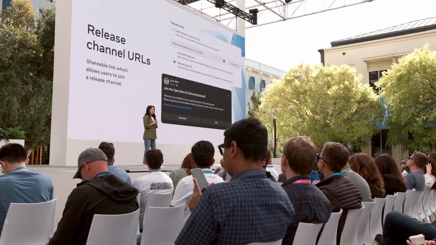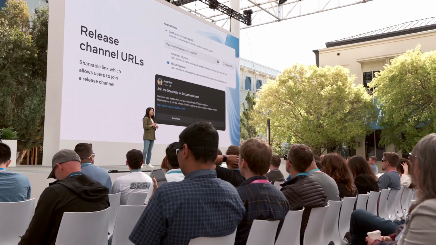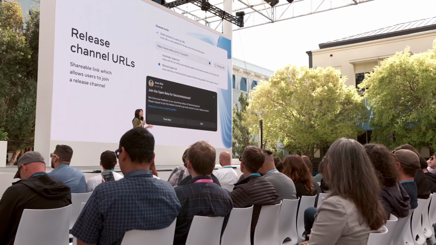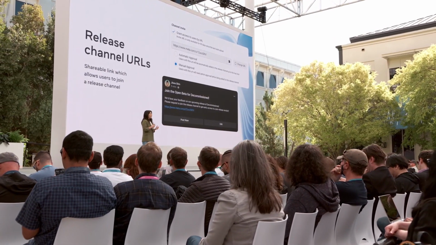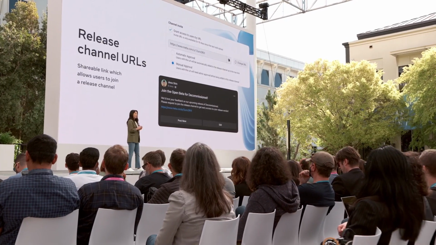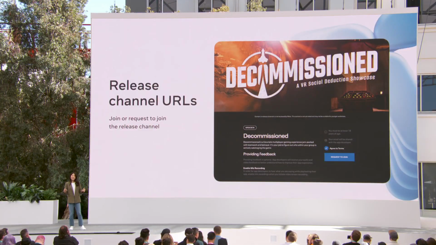From your developer dashboard, you can create new or edit your existing release channels to enable URL invites. And then share this link however you wish, whether it be sharing it internally through work or externally through Discord. And then when users and potential beta testers land on this page, they'll see your app information, as well as the ability to join or request to join your channel. Once you approve these requests, these users will be able to see your early build in their app library, where they can install and start playtesting.